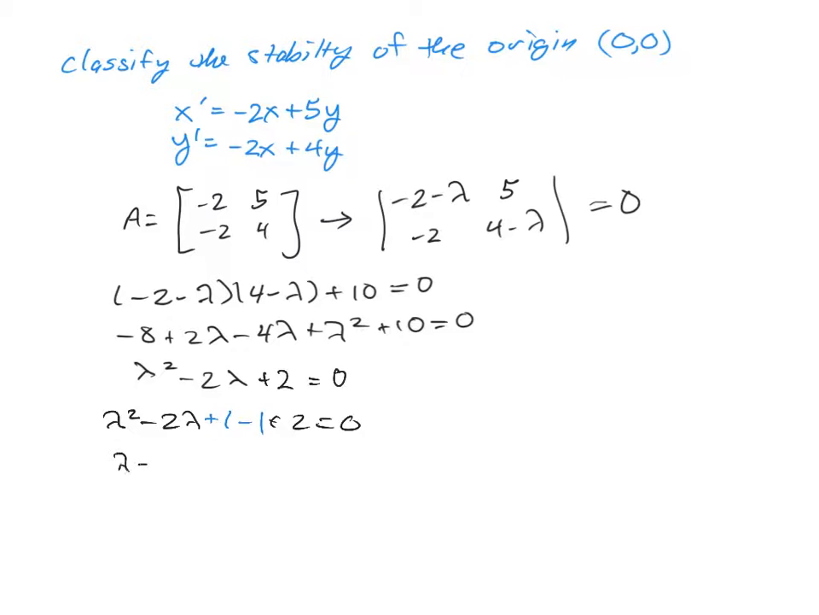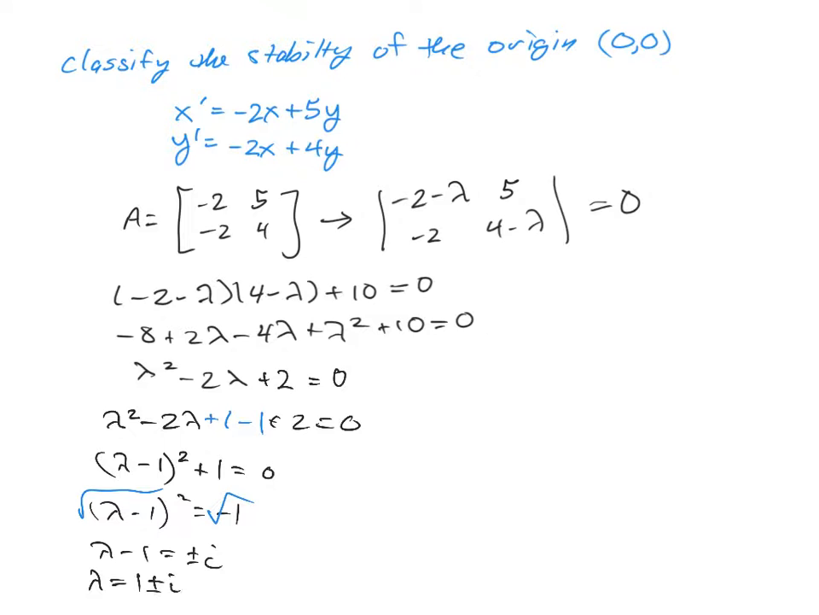So this is (lambda minus 1) squared plus 1 is equal to 0. So (lambda minus 1) squared is equal to -1. So lambda minus 1 equals plus or minus i when we take square roots on both sides. And so lambda is equal to 1 plus or minus i.